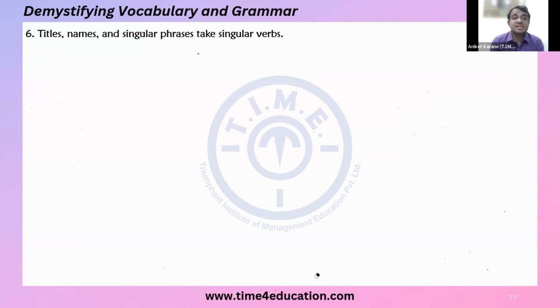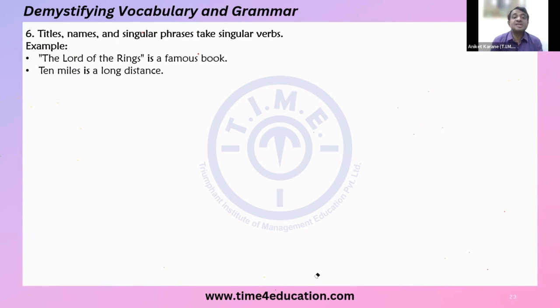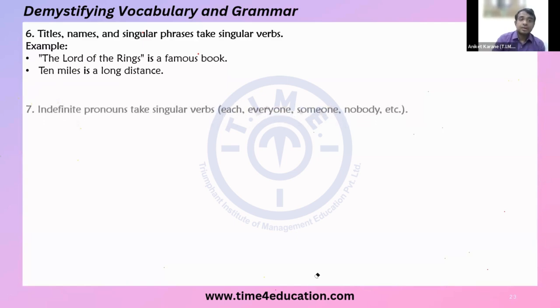Let's move ahead to the next set of rules. Titles, names, and singular phrases take singular verbs. So, The Lord of the Rings is a famous book. Ten miles is a long distance. So if titles, names, or singular phrases are used, they'll always take singular verbs.